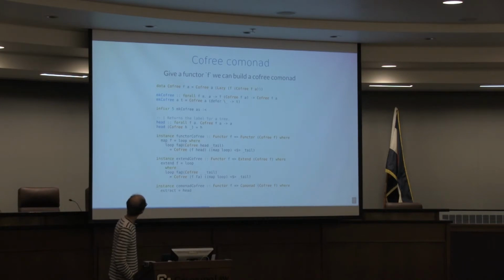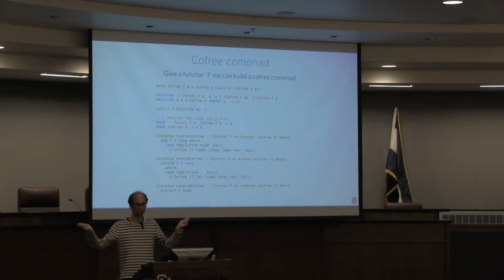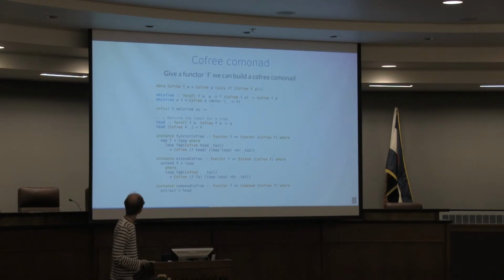And there are some combinators that are nice to work with, like makeCofree. If you have the element and the tail, you can just put them together and get the Cofree. You can get the head and the functor. Extend and extract are really the same as in the previous example. They're not more complicated in any way.